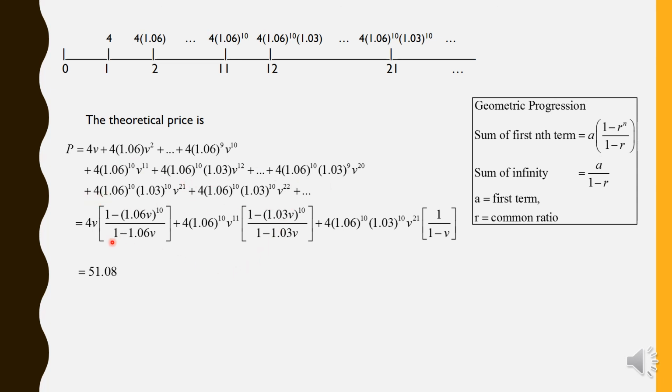For the sum of the first 10 terms and the sum of the second 10 terms, we can use the sum of the first n terms of a geometric progression. The formula is here. And for the sum of the remaining terms, we can use the sum to infinity. Then we substitute all the correct values into the formula. Eventually we will get 51.08 for the price of the stock.